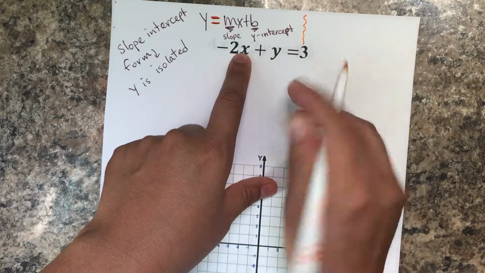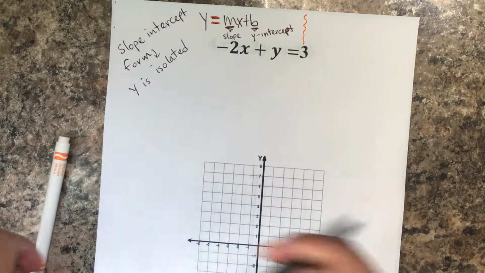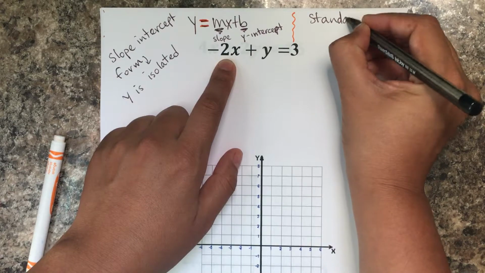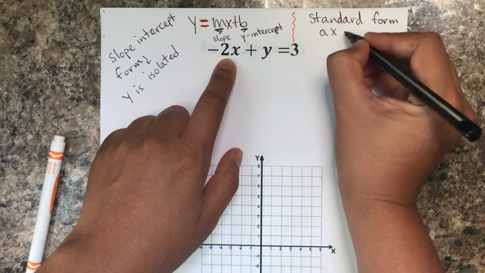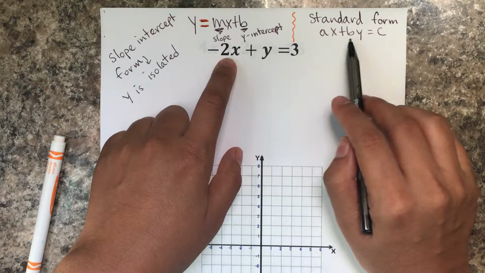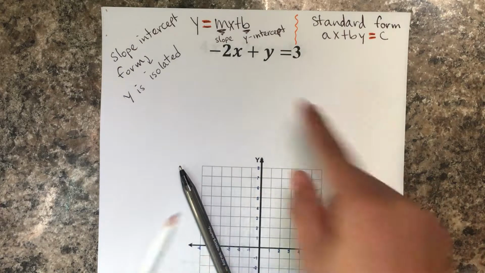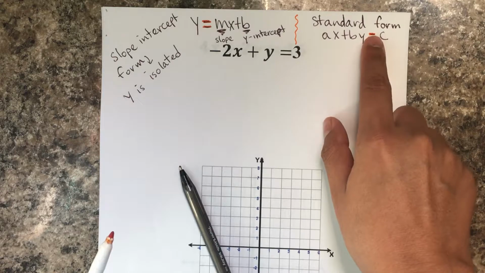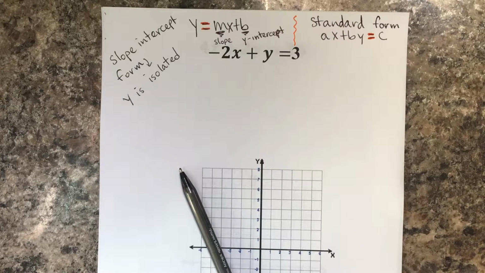However, this equation is not in that form. We need to change it to that form so that we can graph it directly. What form is this in? It's in standard form. And standard form is when you have ax plus by equals c. If you notice, the x and the y term are before the equal sign. In the slope-intercept form, to the left, it's y isolated. In here you have x and y, both terms on this side of the equal sign.